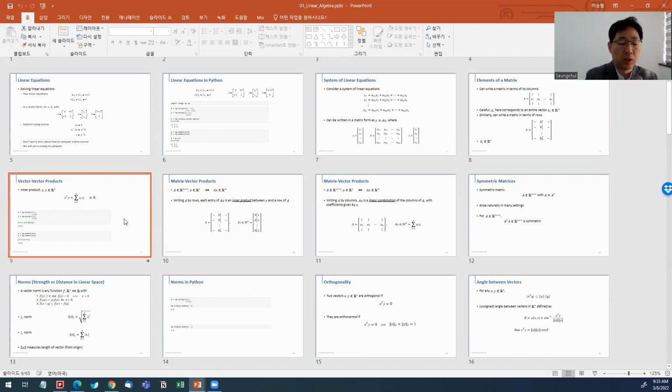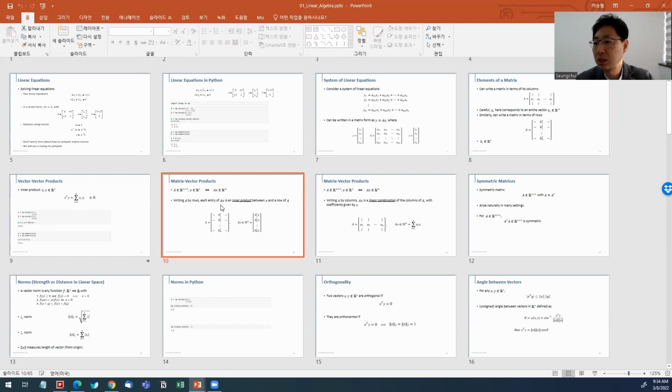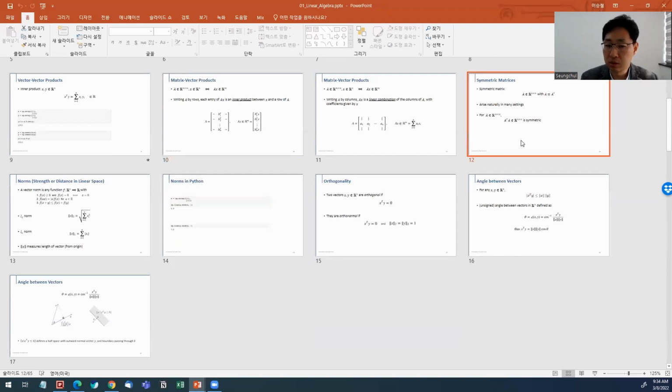And of course, we have some operations in the linear space. One would be the product between vectors, which is the inner product. And we do matrix and vector multiplications that you guys already know. And there are some properties of the matrix. One is symmetry, and we can define distance or strength in the linear space.